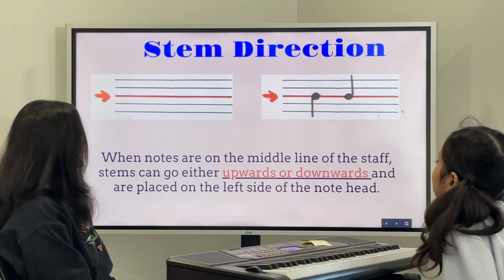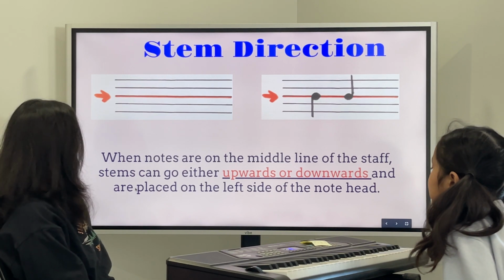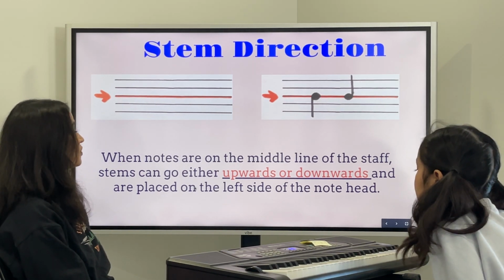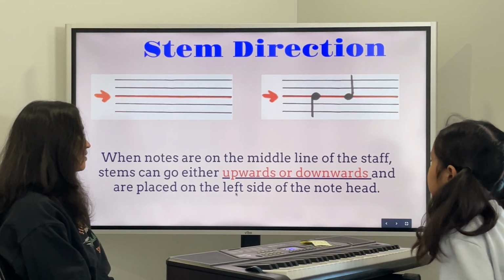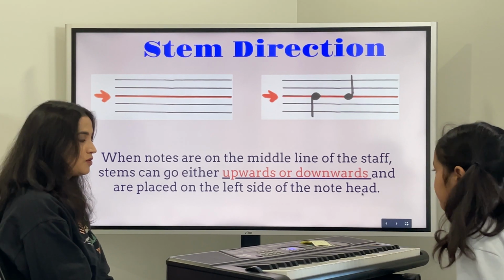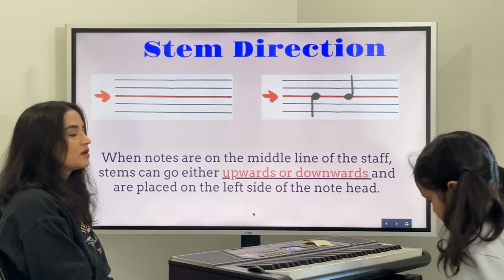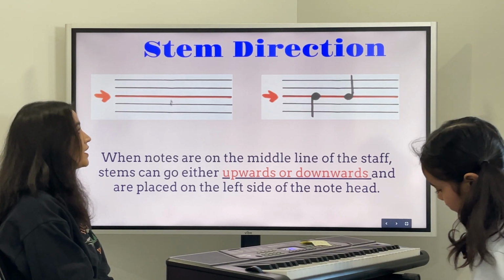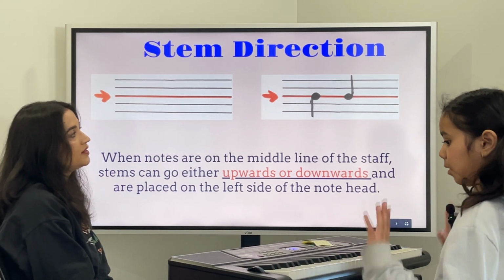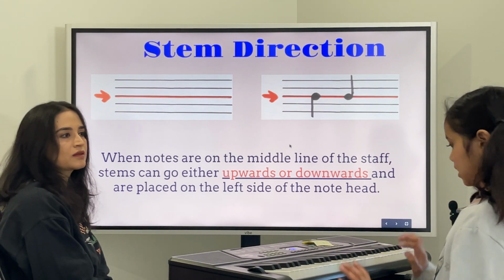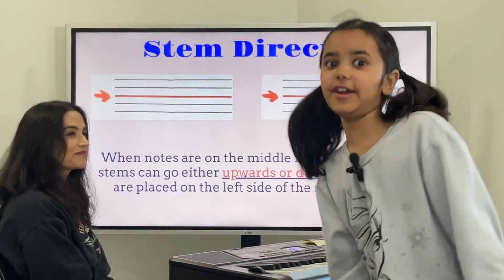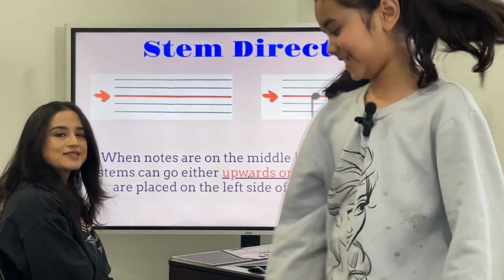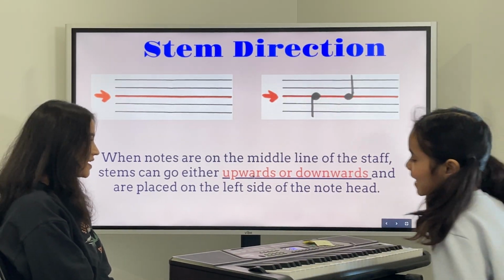Stem directions. So when notes are on the middle line of the staff, stems can go either upwards or downwards and are placed on the left side of the note head. So we talked about below and above, and what will happen if it's exactly on the middle line? Then you can do whatever. You could put it up or down.